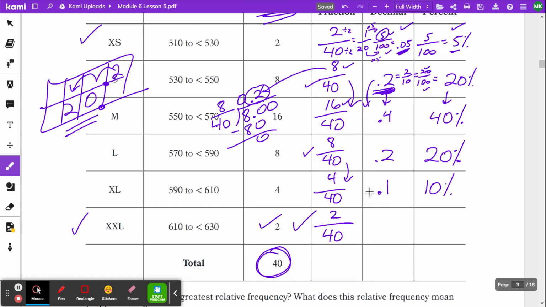And this guy I did already, so he was a 0.05 and 5%. Now here's what's great about this. You have a built-in check. These guys here should all add up to 40, right? So I wind up with 40 out of 40. If I add all of these guys, all of my decimals, 40 out of 40 equals 1 whole. That should equal 1 whole.